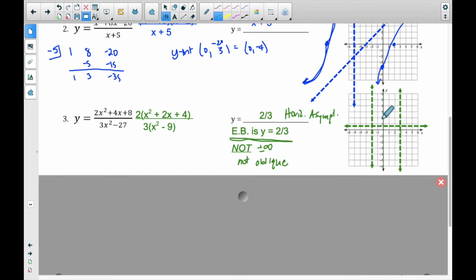One, we have horizontal instead of oblique. Another, our end behavior is horizontal. Our end behavior is not infinity. It is a number. And then finally, with this kind of function, you're going to have an L shape, not pointing up and down to infinity, but an L shape. Let's put this one in Desmos and see what we get.